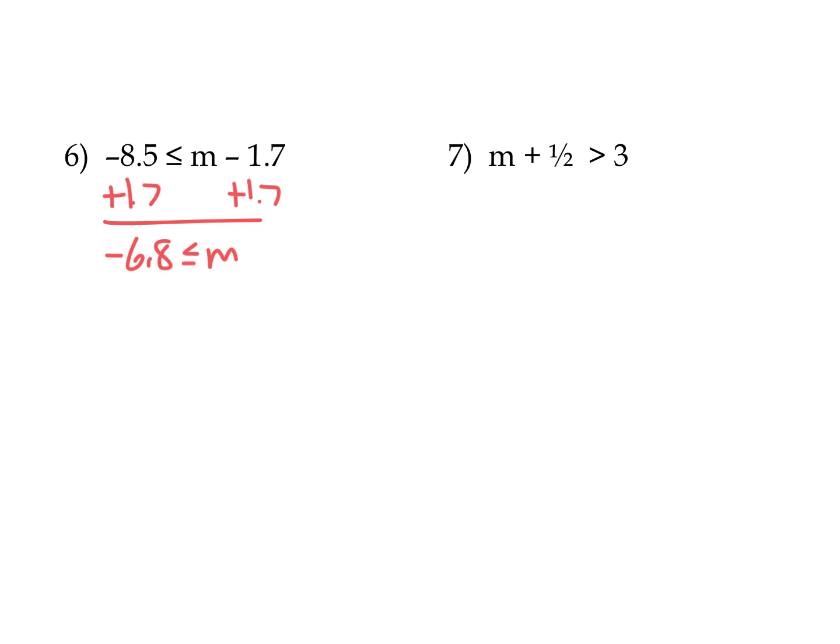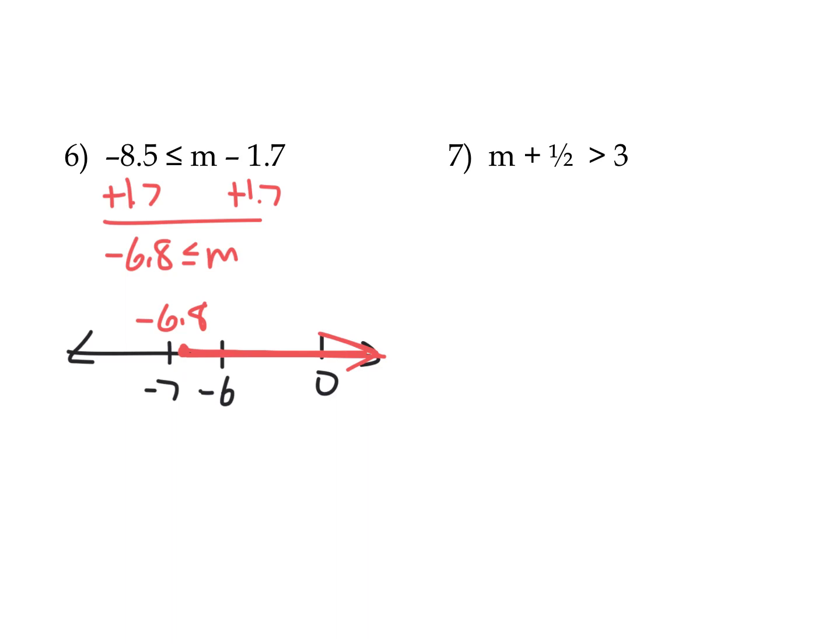When we graph this out, we're going to want a number line like this. That's 0. We'd have negative 6, negative 7. Okay, negative 6.8 is between those, a little closer to negative 7. And we're going to have a filled in dot, so that would be negative 6.8 there. And m is greater than that, so m is on the greater side of the sign. We'd have our arrow going to the right on our number line.